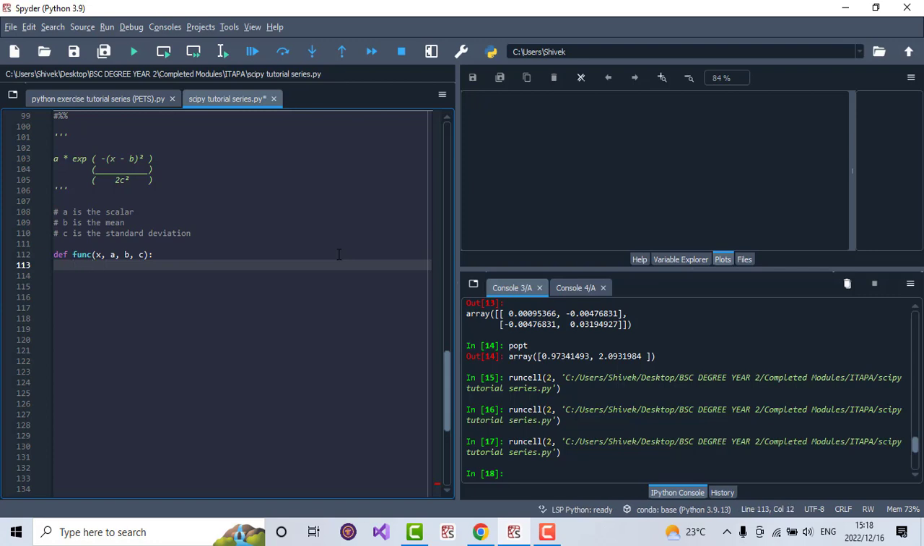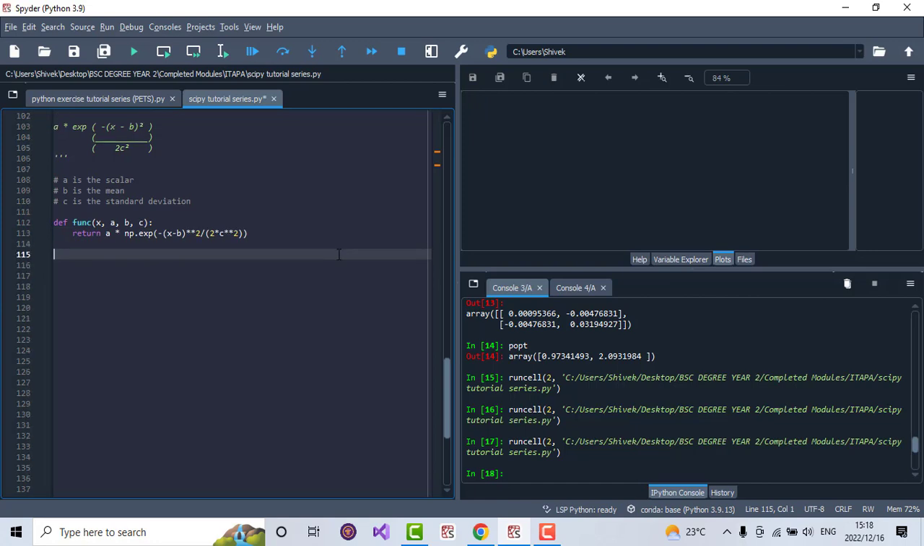Now this function will return a multiplied by the numpy exponent, and within the bracket we have negative (x minus b) to the power 2, divided by 2 multiplied by c, which is basically our parameter, as you guys can see, and that is to the power of 2. So that is the equation we have for this function.